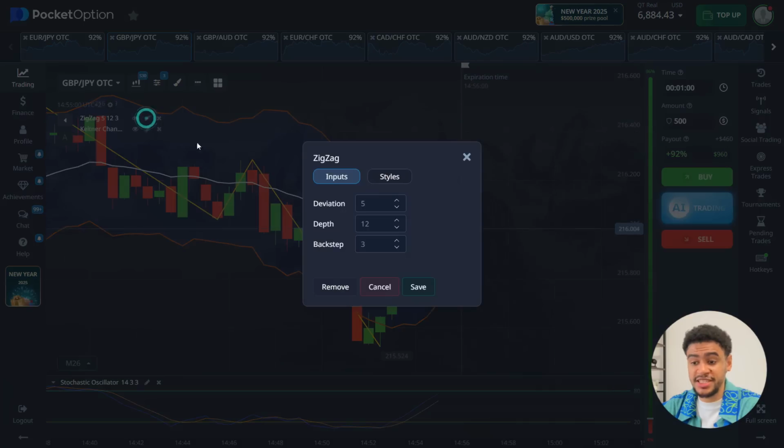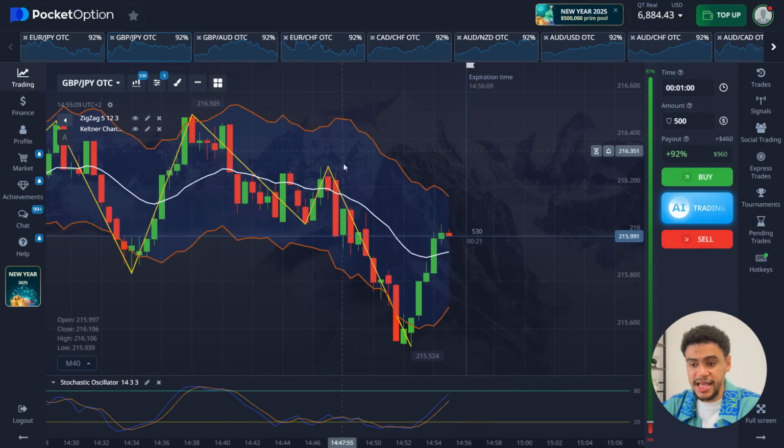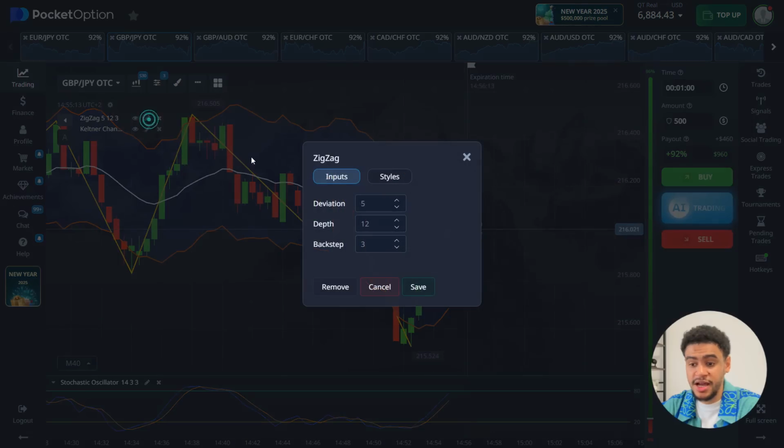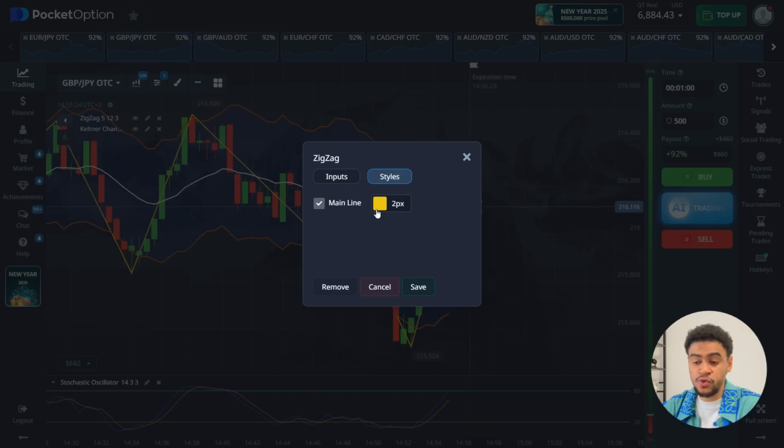So first of all, zigzag, you're going to have deviation of 5. Of course, you can change that. The higher you go, the fewer changes you're going to have in your zigzag indicator, so the fewer reversals and spikes you're going to see here. I like to keep it at 5% for this time frame because it matches perfectly. Depth is going to be 12, backstep is going to be 3. As for the line, I just added 2 pixels, but it's pretty standard.